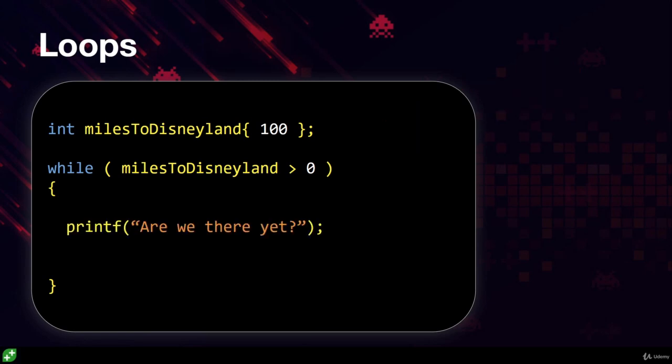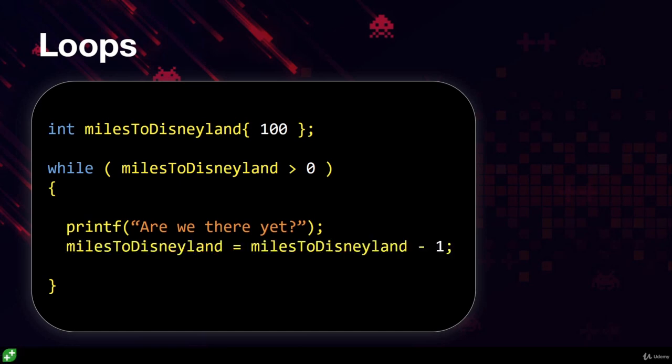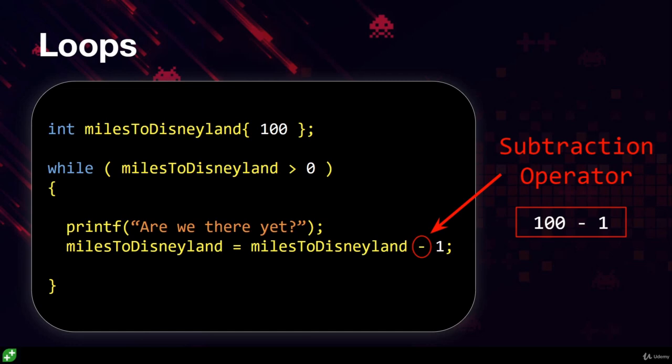The statements go inside the loop body. We'll print out a message to the screen, and then we'll perform some action that changes the loop condition. Here, we're assigning the value of miles to Disneyland. You see this minus sign? It's called the subtraction operator, and it does exactly what you think it does. It takes the value to the left and subtracts the value to the right, then returns the result.